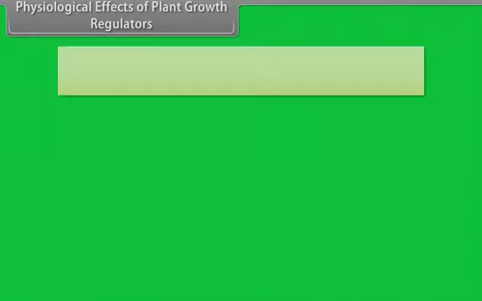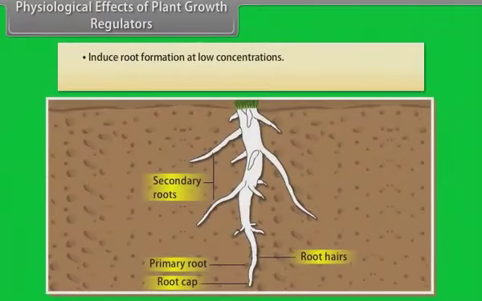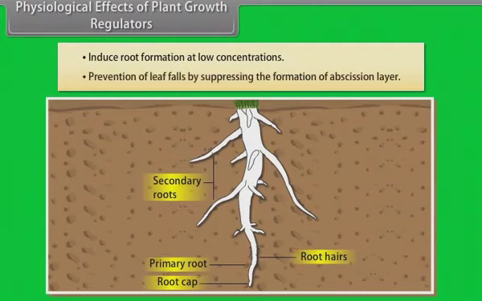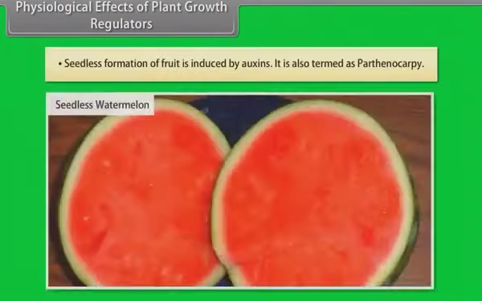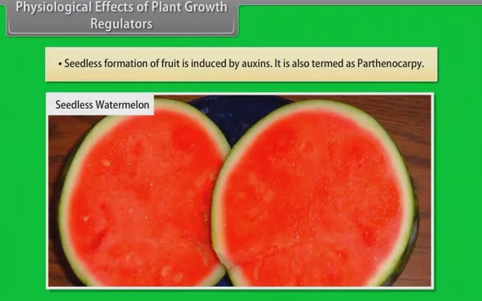Induce root formation at low concentrations. Prevention of leaf fall by suppressing the formation of the abscission layer. Seedless formation of fruit is induced by auxins. It is also termed parthenocarpy.